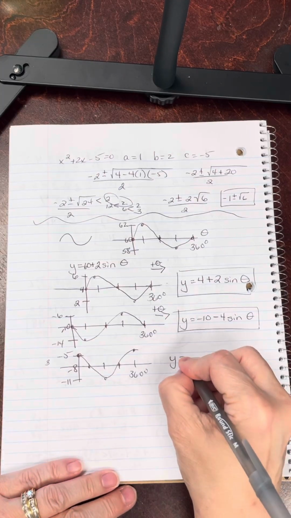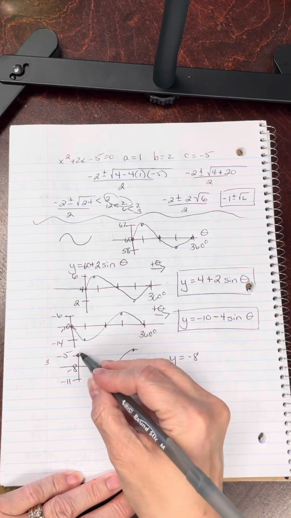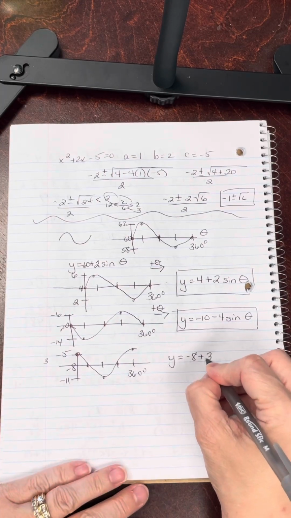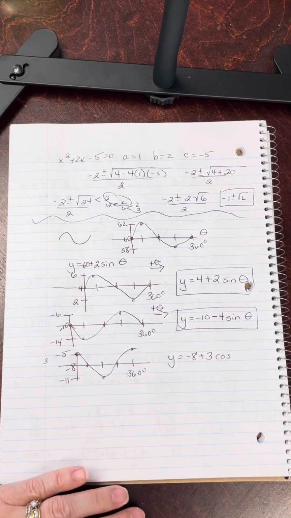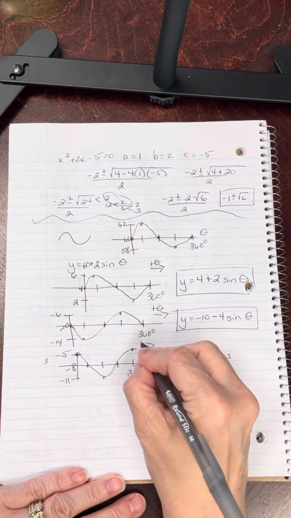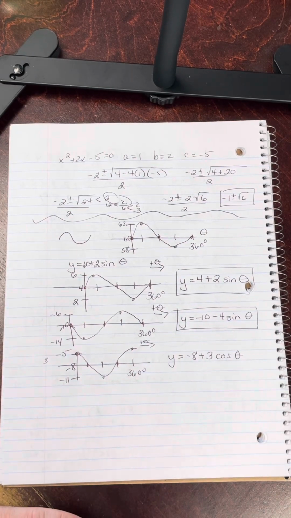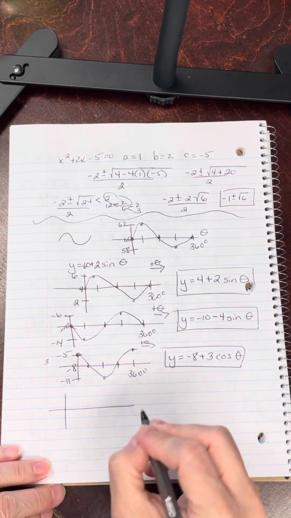We are going to have y equals, again, the center line is -8. It started above, which is going to keep it positive. The height we've already found at 3, and because it started above, we know it's the word cosine, and the arrow gave me a positive theta, so cosine of theta. Okay, last one of those.